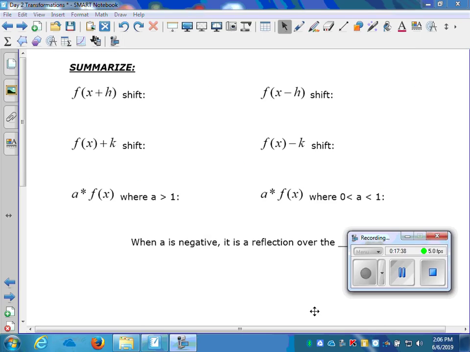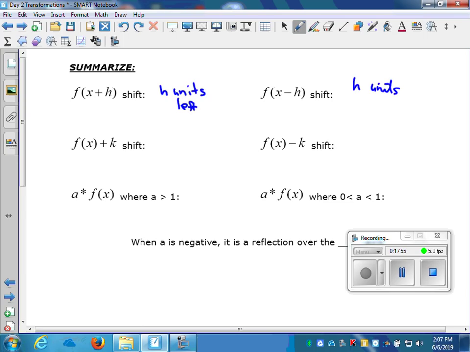Just a brief summary. So if you have x plus h in here, you're actually going to be moving h units to the left because it's going to be the opposite of what you see in terms of sign. X minus h means you're going to move h units to the right. K shifts. If it's positive, you're going to move up k units. And if it's negative, you're going to move down k units.